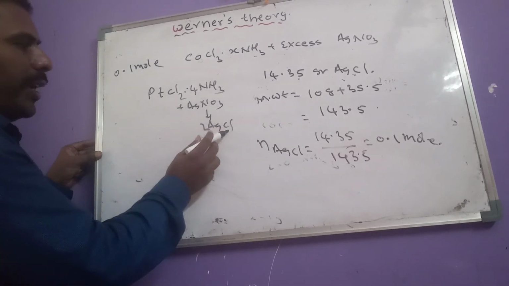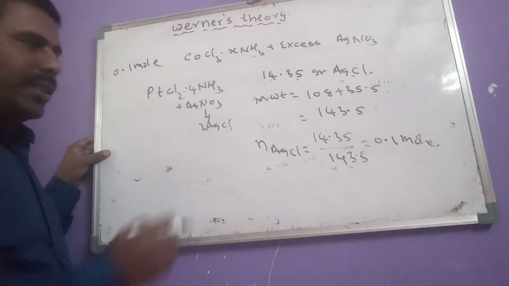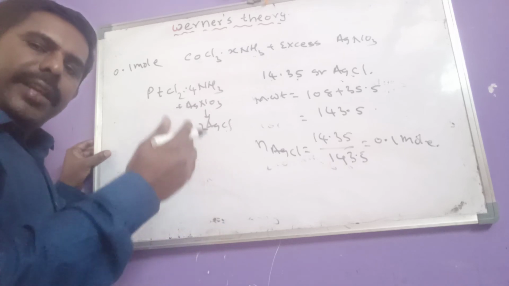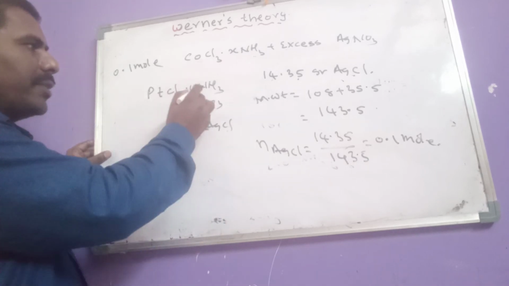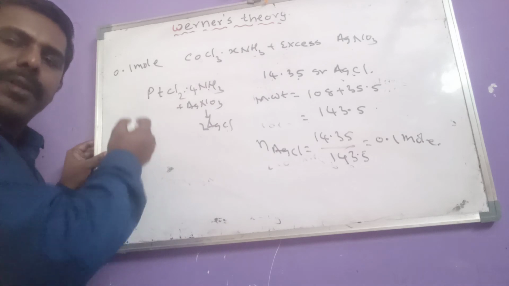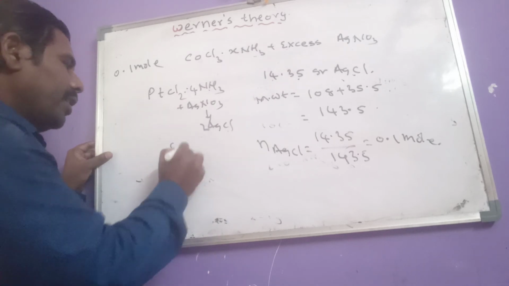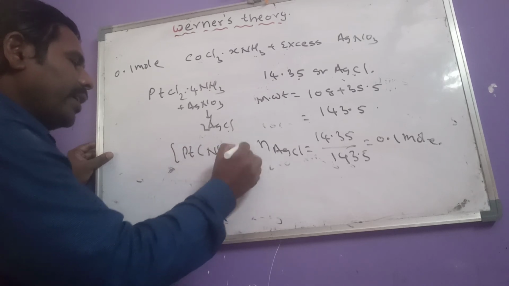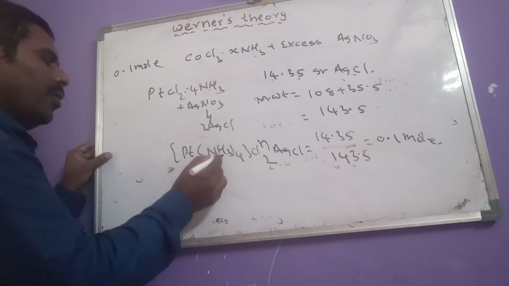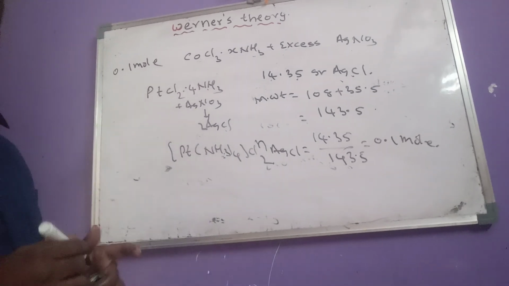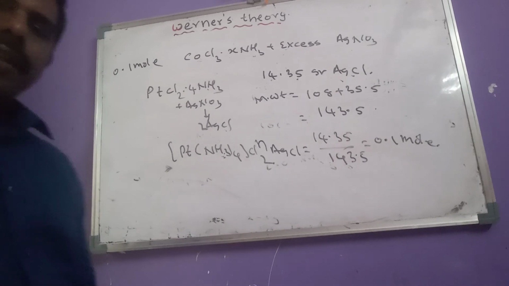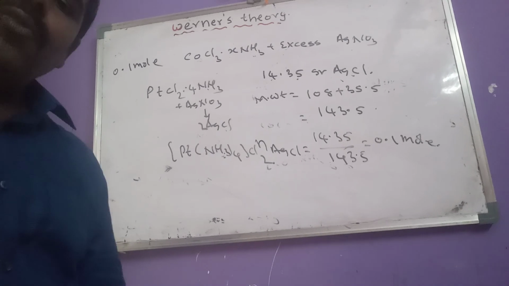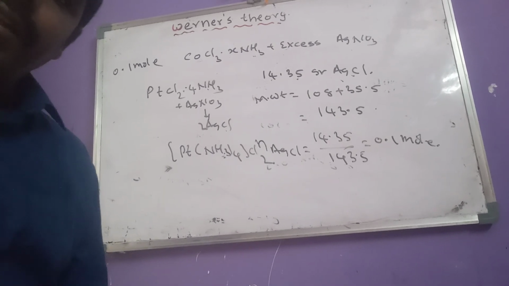As we got 2 AgCl precipitates, what does that indicate? 2 chloride ions are present outside the coordination sphere, that means in the ionization sphere. That means these 4 ammonia molecules are inside the coordination sphere. So the structure we can write like this: [Pt(NH3)4]Cl2. Now this indicates which one? The coordination number. So the platinum coordination number in this compound is how much? 4. So like that we have to give the answers regarding Werner's theory.